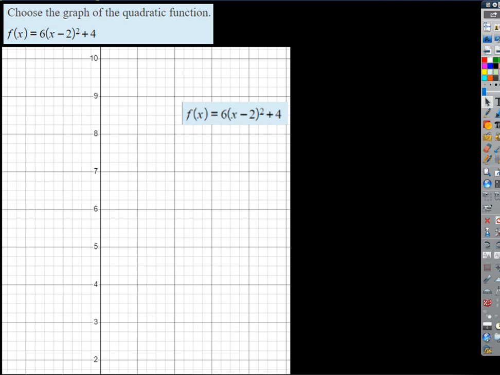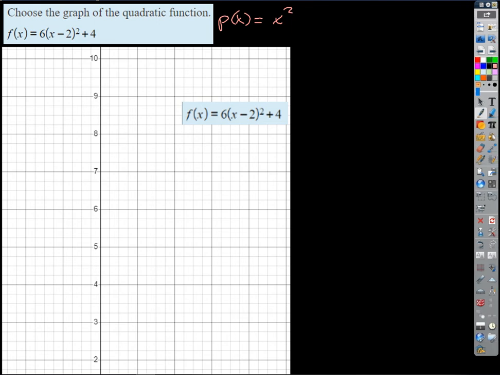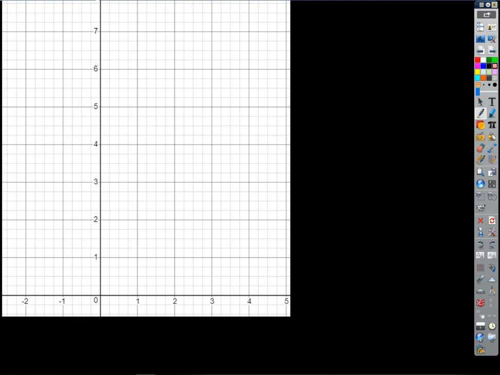X squared. Good. So we know we're starting with the graph, call it P of X for parent graph, equals X squared. Okay, so let's go ahead and graph that first of all. So where's the vertex of that parent graph? Yeah. At the origin. Good.